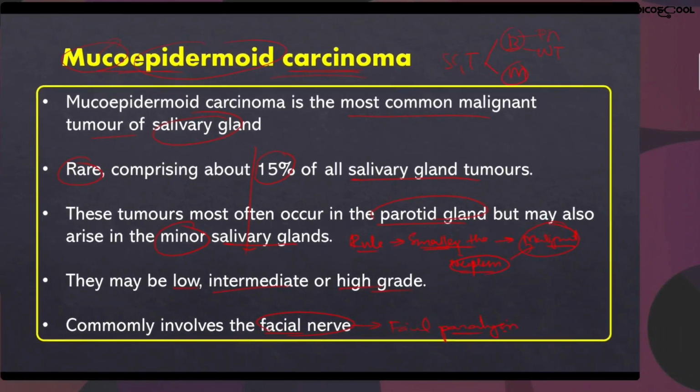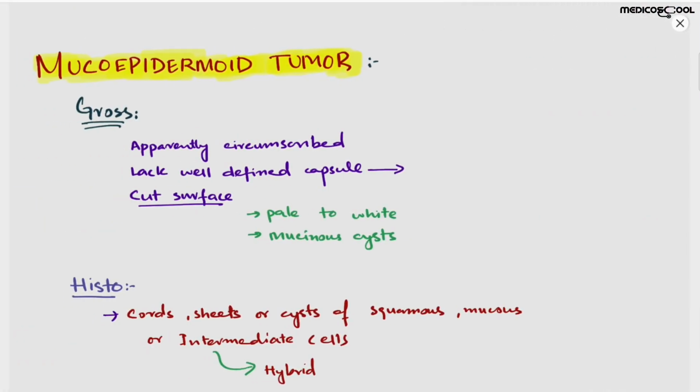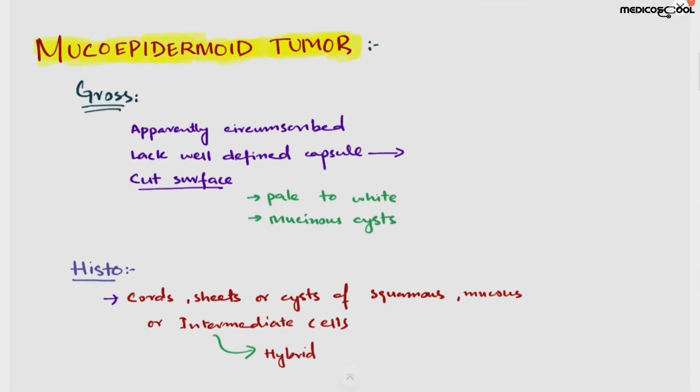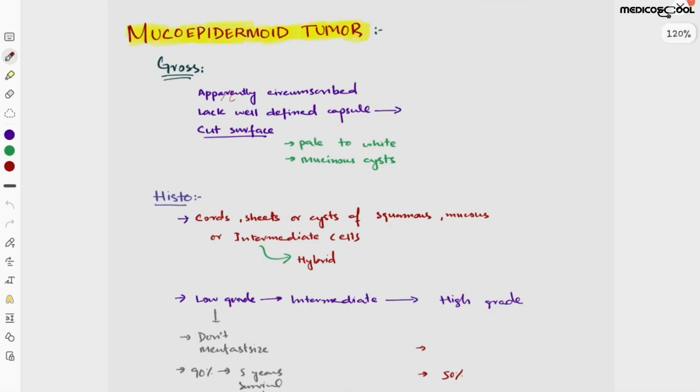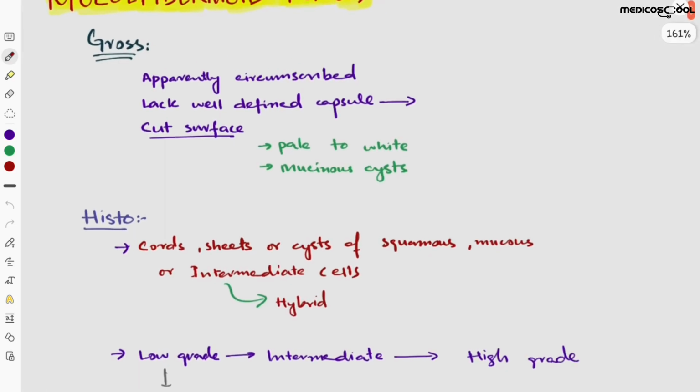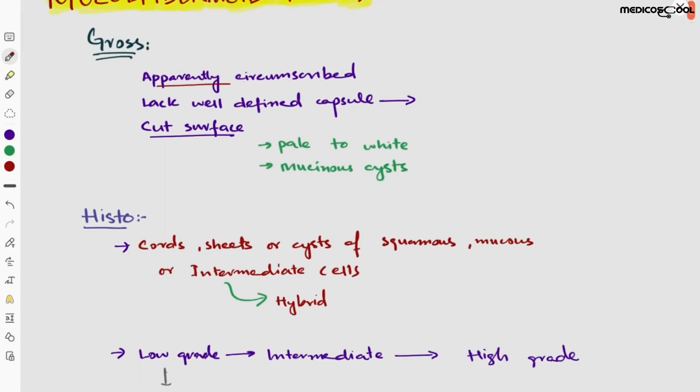Now let's talk about the morphology of the mucoepidermoid carcinoma. Grossly, this tumor is seen as apparently circumscribed, lacking a well-defined capsule, and due to this lack, it can infiltrate into surrounding tissues. On the cut surface, we can see pale to white masses having mucinous cysts.